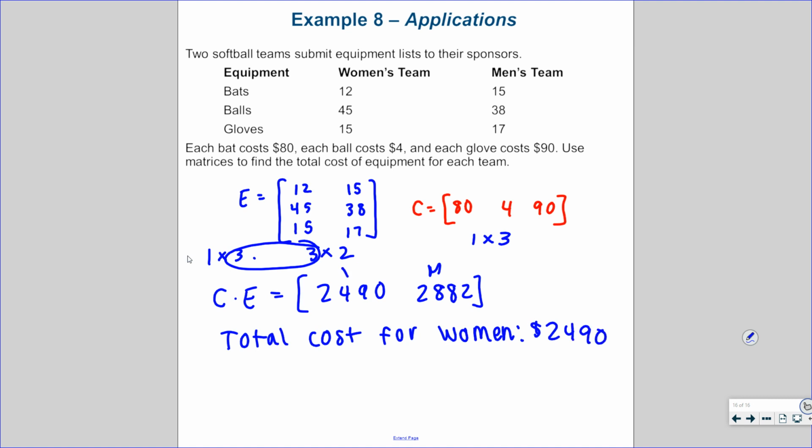And again, this is a cool way you could all solve this problem very easily by doing 12 times 80 plus 45 times 4. It's a way of showing you why matrix multiplication works that way and how you can organize it in a list like this. You take this column: 15 times 80 plus 38 times 4 plus 17 times 9 to get my total cost for men. I think there's just a couple in your homework like this where you set them up in a matrix, just to show you when you might need matrices.